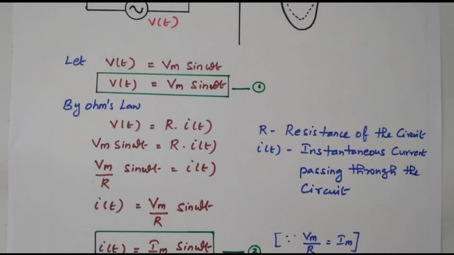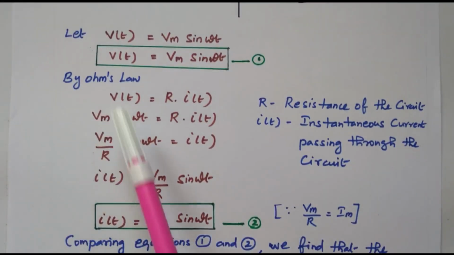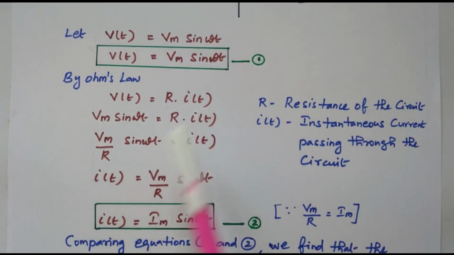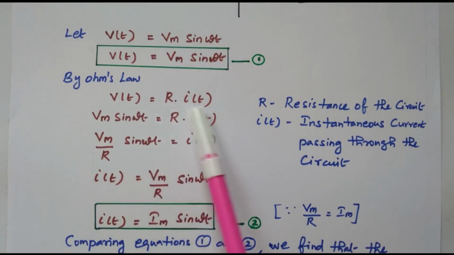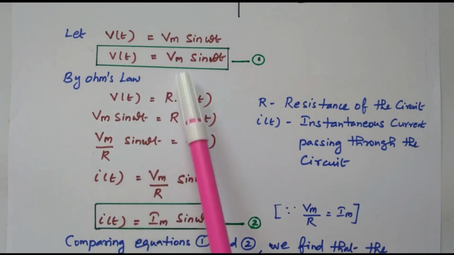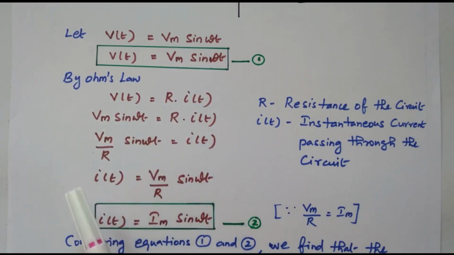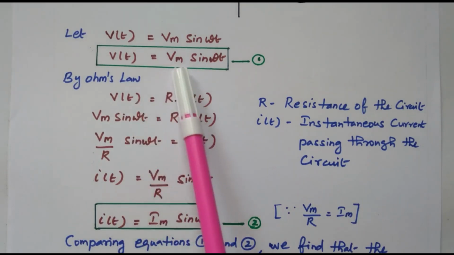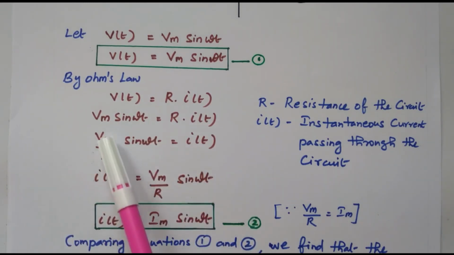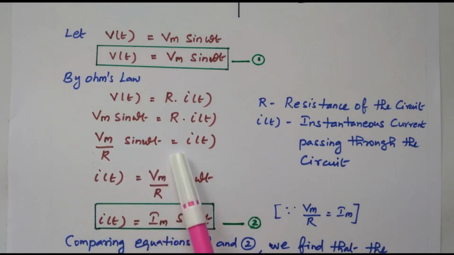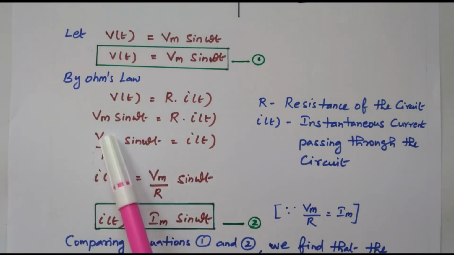By using Ohm's law, v of t equals R into i of t. V equals IR, that is Ohm's law. So v of t equals R into i of t. Both are in terms of time. Now we'll substitute this v of t from equation 1, Vm sin omega t. This v of t is replaced by Vm sin omega t, which is equal to R into i of t. Bring this R to the denominator. Vm by R sin omega t equals i of t. What is Vm by R? V by R is nothing but current.